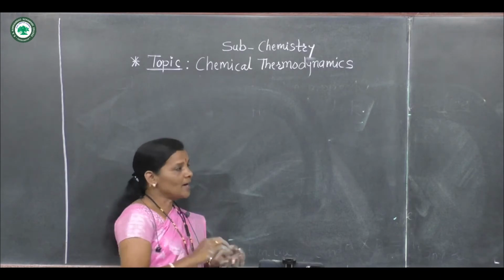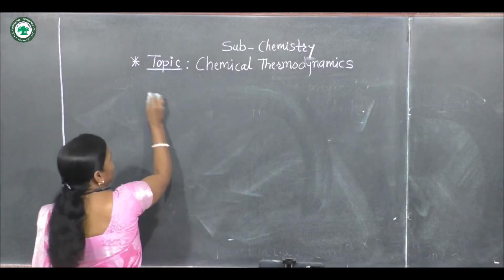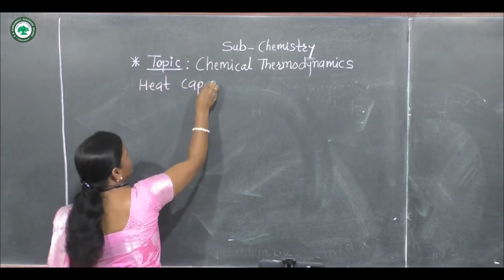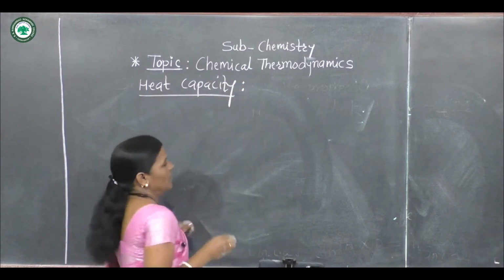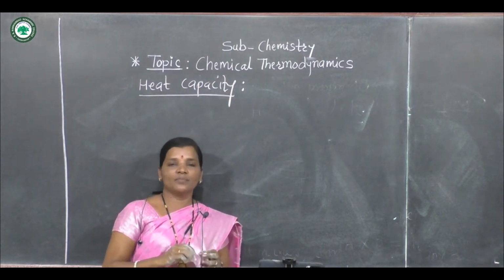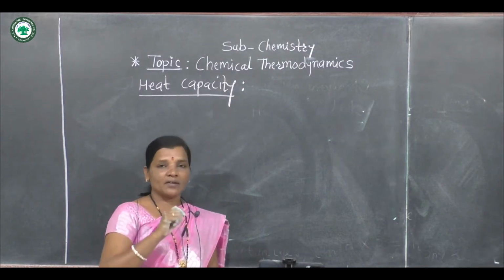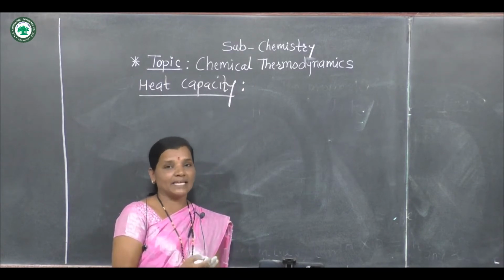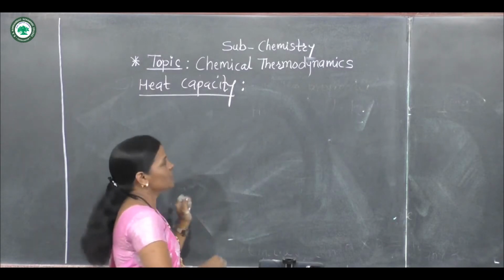Here the numerical part starts from these functions. Let us see the first one, heat capacity. A very important concept from this topic. What is meant by heat capacity? The amount of heat required to raise the temperature of a substance by 1 degree is called heat capacity. Let us see the actual definition.